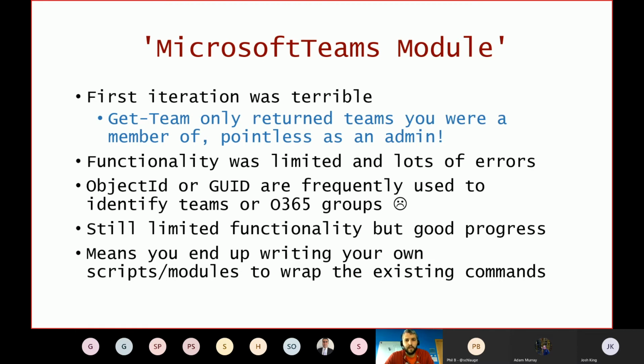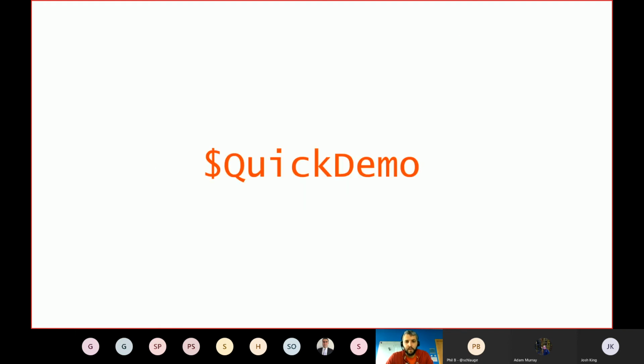Because of the way that it ties into SharePoint and Office 365 groups, there's a lot of object IDs and GUIDs for identifying teams, which I don't know about you, but I don't very often type GUIDs out. So working with those at the console or in automation just becomes tiresome. I don't manage teams as much now. We're more of a commercial IT team where I am now, so we're just more consumers of it. But at the time, I ended up writing my own scripts and modules to wrap the existing commands to make it do what I wanted.